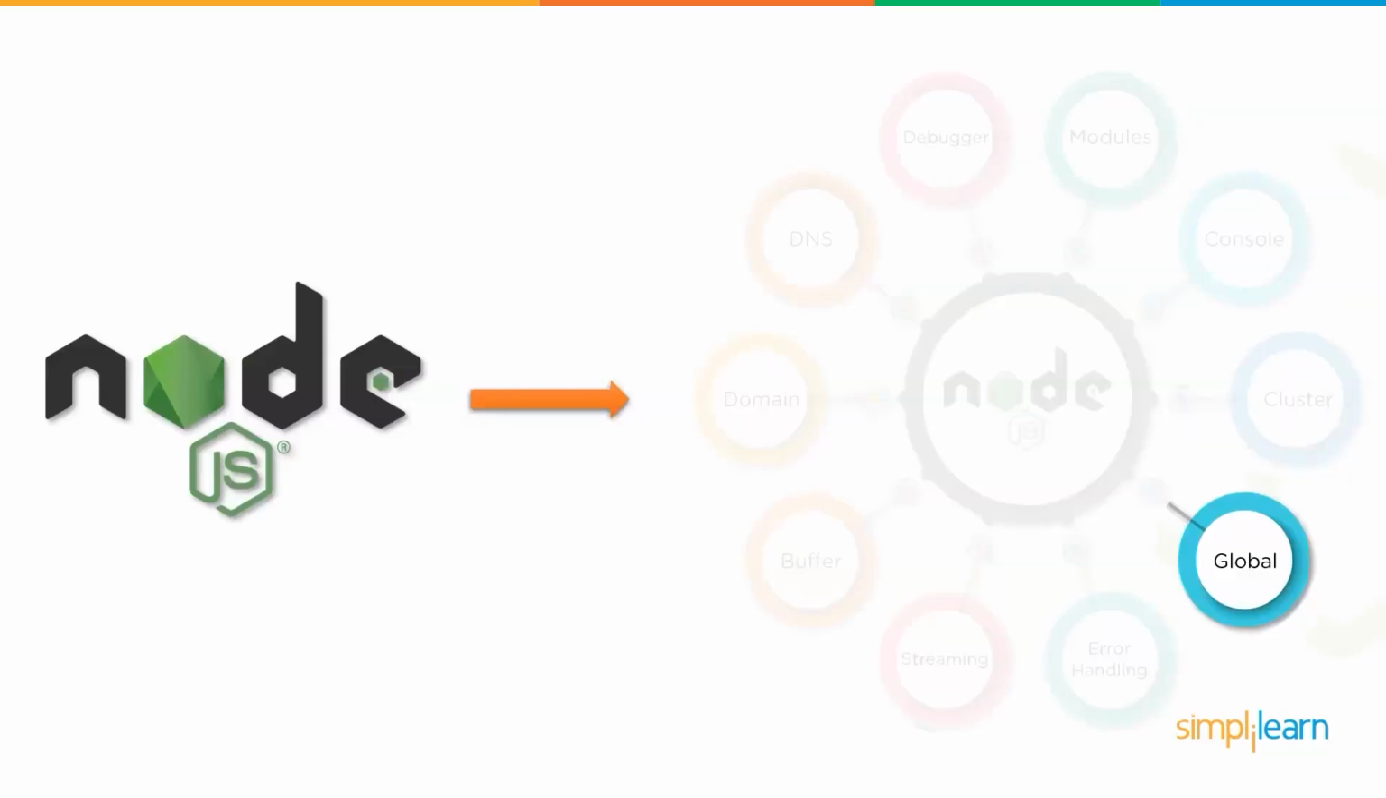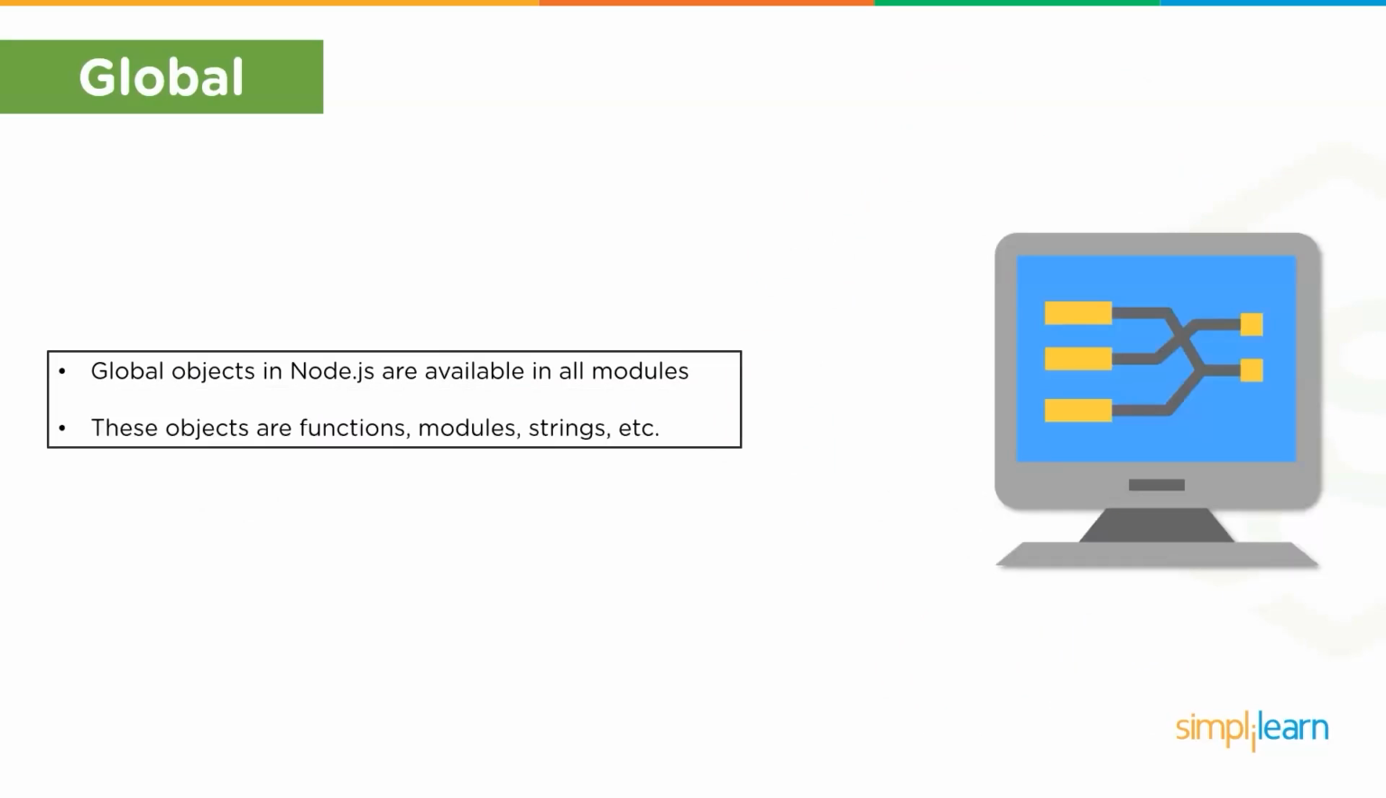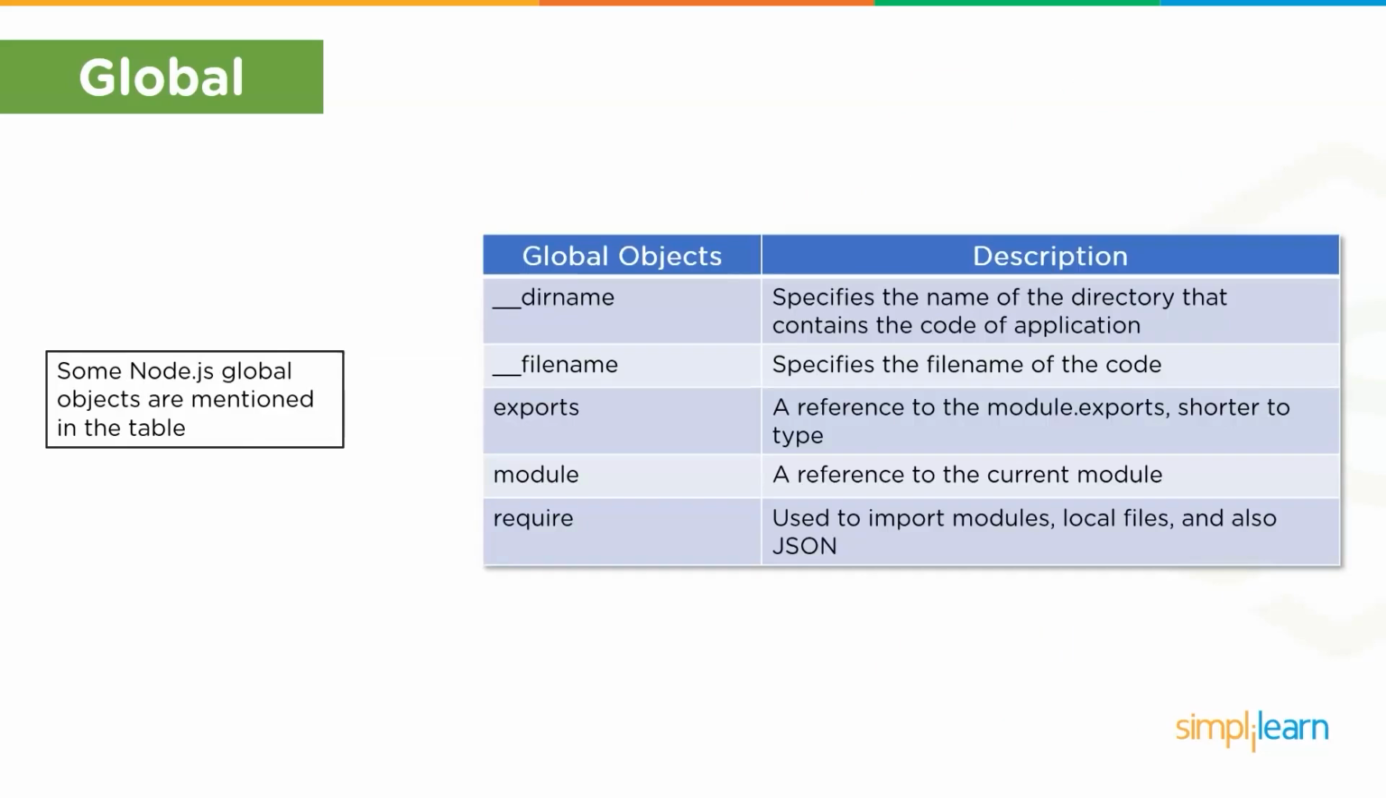The next component is global. Now global objects in Node.js are available in all modules. Now these objects are functions, modules, strings, etc. Some Node.js global objects are mentioned in the table. You have __dirname, that is the directory name, __filename, exports, module, and require.